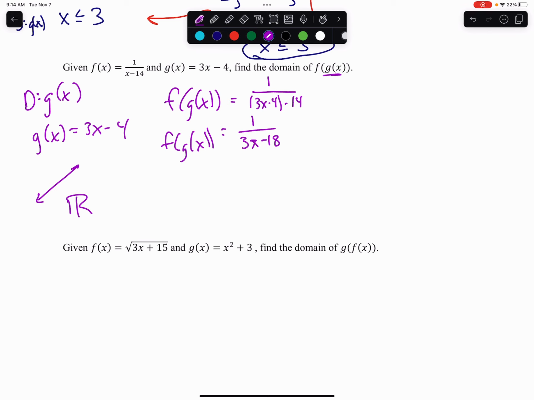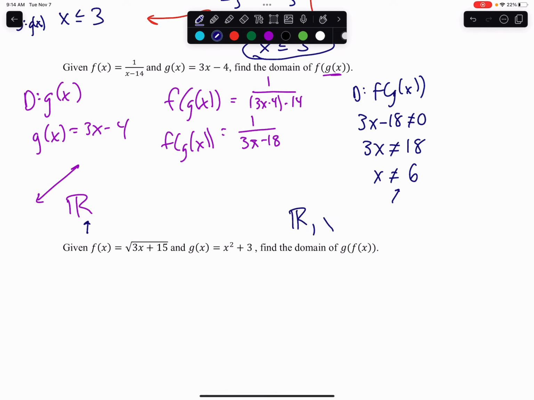Now we have to find the domain of f of g of x. So is there anything that's restricting us in the numerator? No, it's just 1. Our denominator cannot equal 0, so I'm going to set it not equal to 0. Solve that, and you get x cannot equal 6. So let's go back to g of x. That domain's all real numbers, so nothing restricting us here. We just have x cannot equal 6, so it'll be all real numbers, and x cannot equal 6 for our domain.